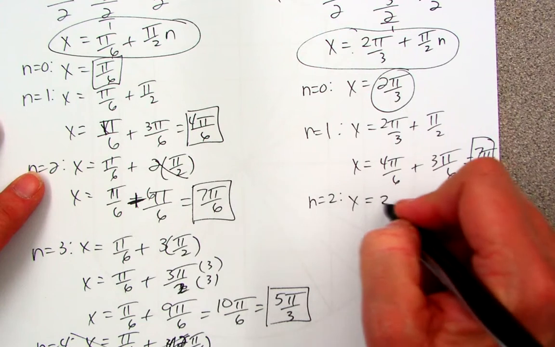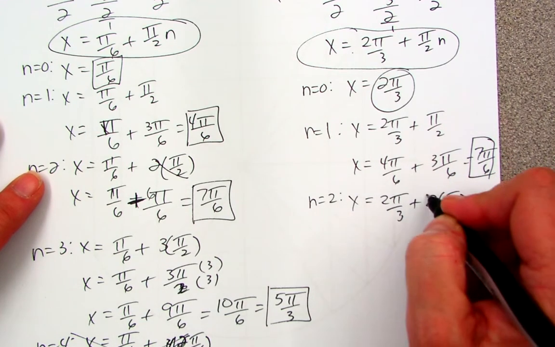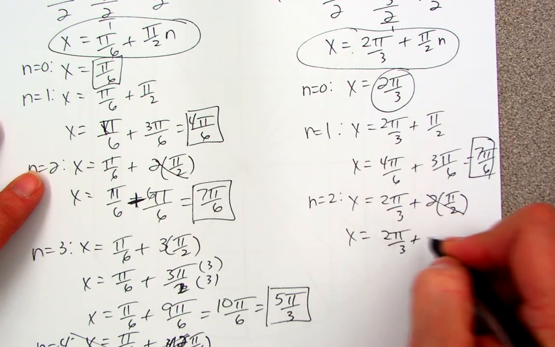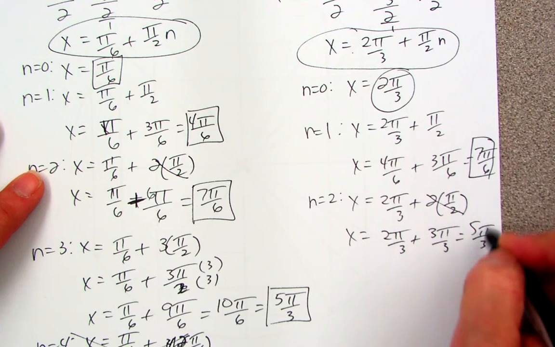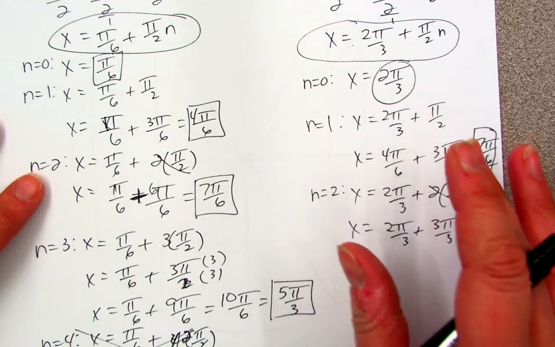X equals 2 pi over 3 plus 2 times pi over 2. Cancel. That's 2 pi over 3 plus pi. That's 5 pi over 3. It looks like they're all repeating because I'm in tangent. I wanted to check and make sure, so now I'm just going to stop.